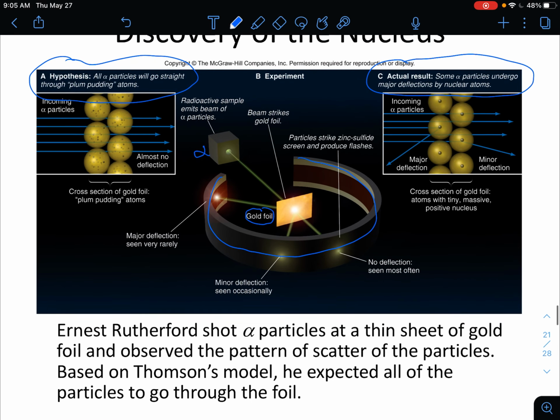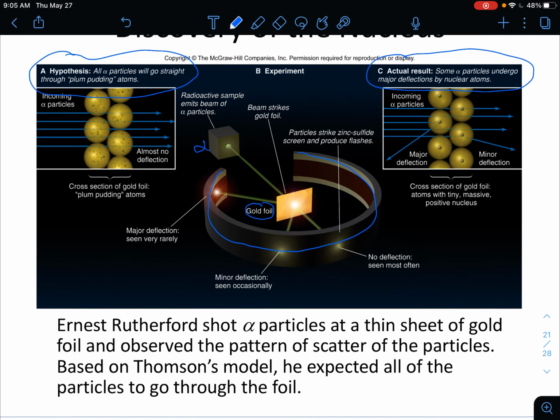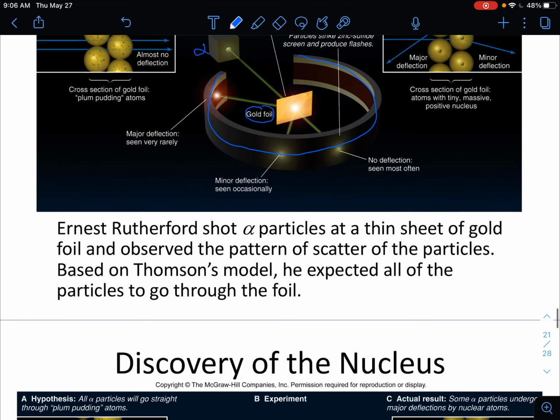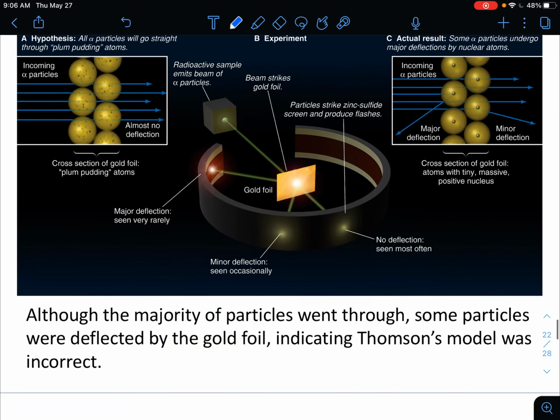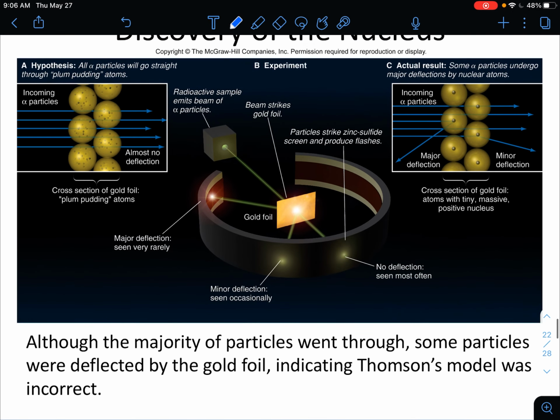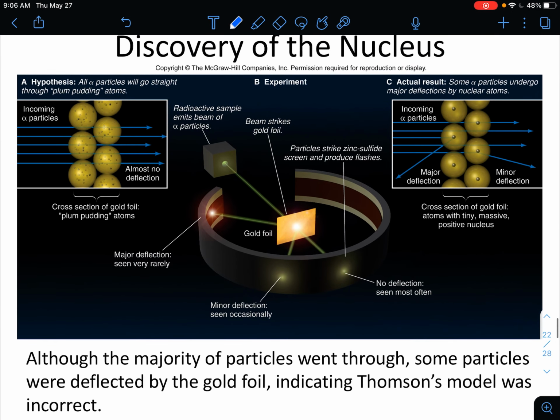Okay, so down at the bottom here, I wrote a little summary of this. Rutherford shot alpha particles at a thin sheet of gold foil and observed the pattern of scatter of the particles. Based on Thomson's model, he expected all of the particles to go through the foil. And then here I said, although the majority of particles went through, some particles were deflected by the gold foil, indicating Thomson's model was incorrect.